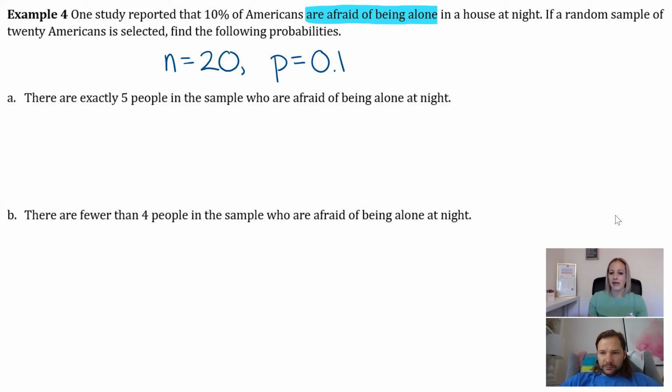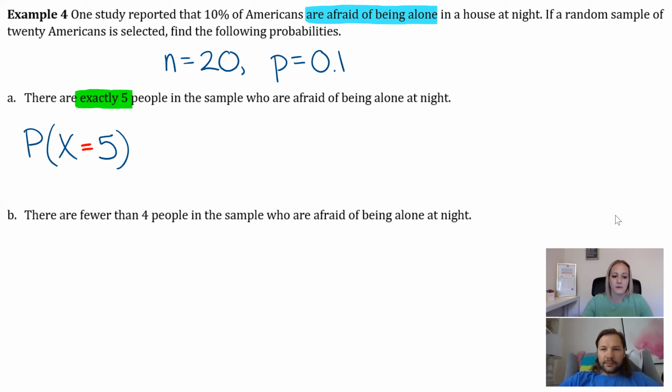So we just want to keep that in mind, that that is what that probability goes with as we go throughout each one of these questions. Okay, so part A says we want the probability that there are exactly 5 people in the sample who are afraid of being alone at night. Okay, so exactly 5. So whenever you see the exact case, that's kind of the easy one. So we just want the probability that X is equal to 5.